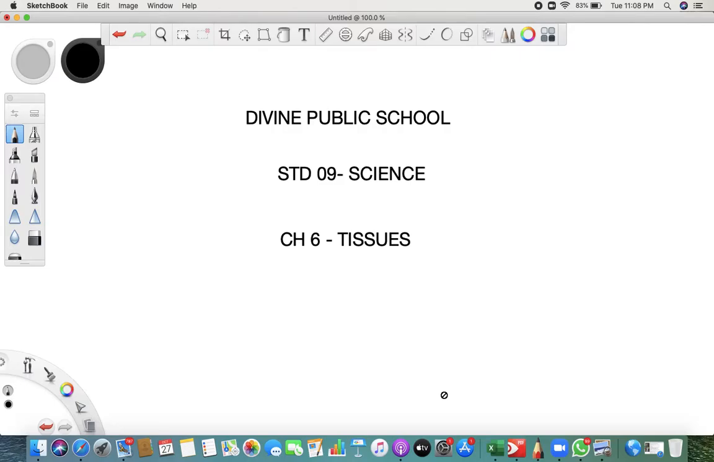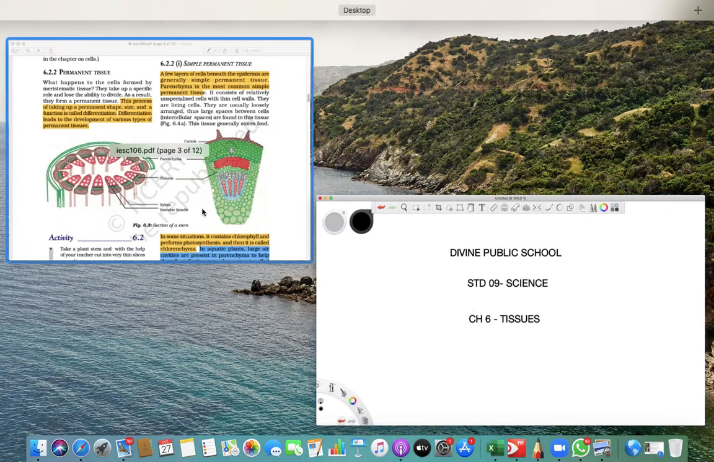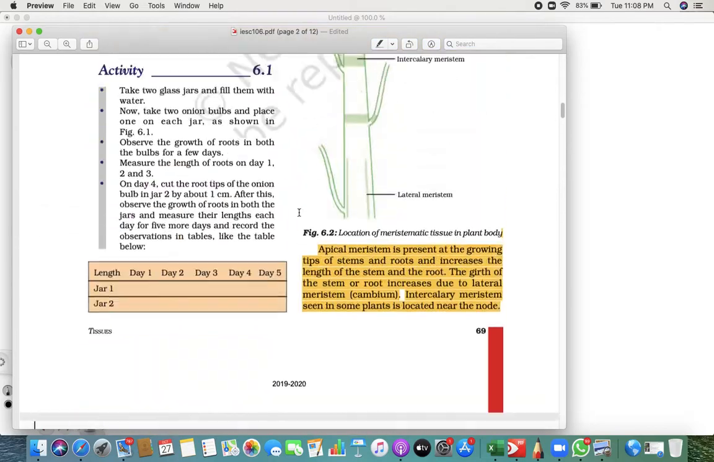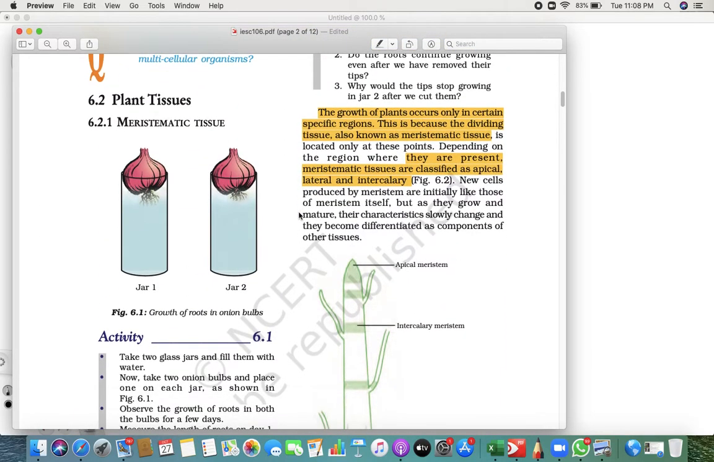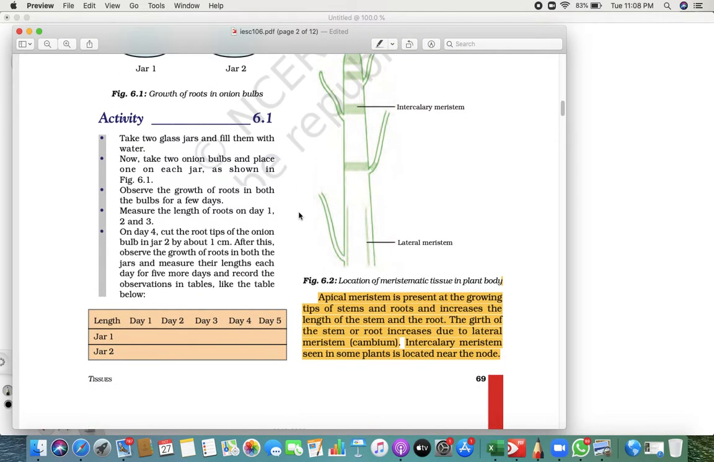School. I'm your science teacher. We are learning chapter 6, tissues. Now, yesterday we saw about meristematic tissue. It is divided into three: apical meristem, intercalary meristem, and the lateral meristem.